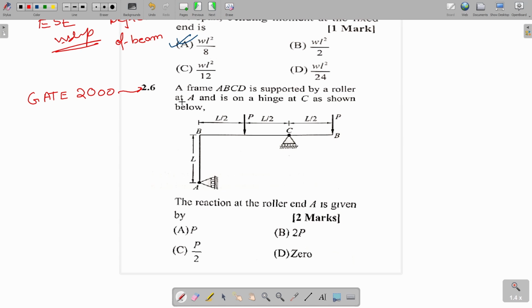Now the question is given as: a frame ABCD is supported by a roller at A and is hinged at C as shown in the figure below. This is the frame ABCD. A is a roller support and C is hinged, and two forces are acting at this point and this point. This is D. Now we need to find the reaction at the roller end A. The reaction at the roller end A is given by which of the following?